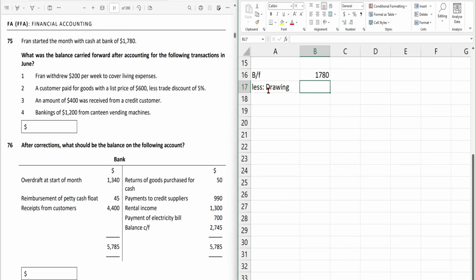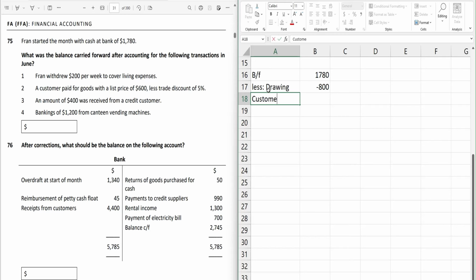Okay, then what is the amount? They say 200 per week, right? And we are calculating the carried forward balance for the month of June. So in one month, how many weeks? 4. Okay, then a customer paid for goods with a list price of 600 less trade discount of 5%.